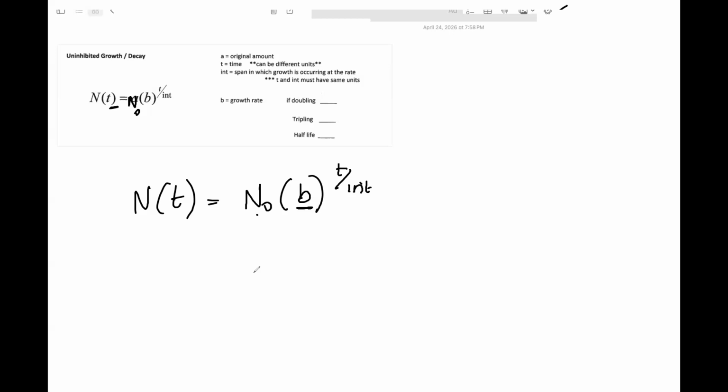What is this? This is the time elapsed. This is the span in which the growth is occurring at that rate. Meaning this INT is the time, whether it is double or half. This is the span in which the growth is occurring at the rate. Okay, this is the rate, right?